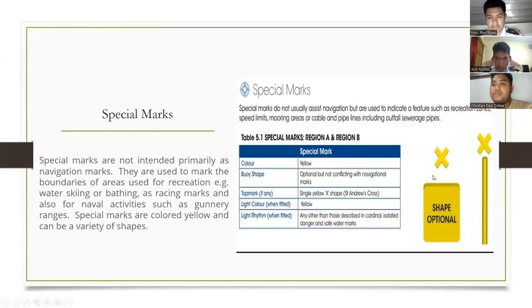So that is the X mark. And the light color, when fitted, is yellow. So it is all yellow. The light rhythm, when fitted, is any other than those described for cardinal, isolated danger, and safe water marks.